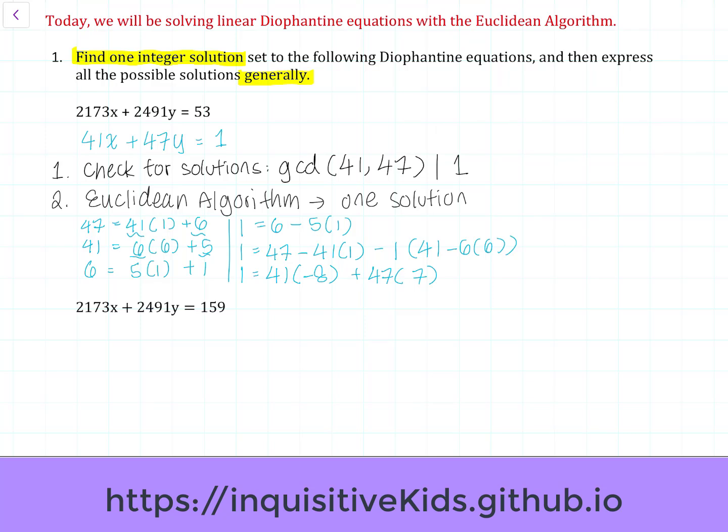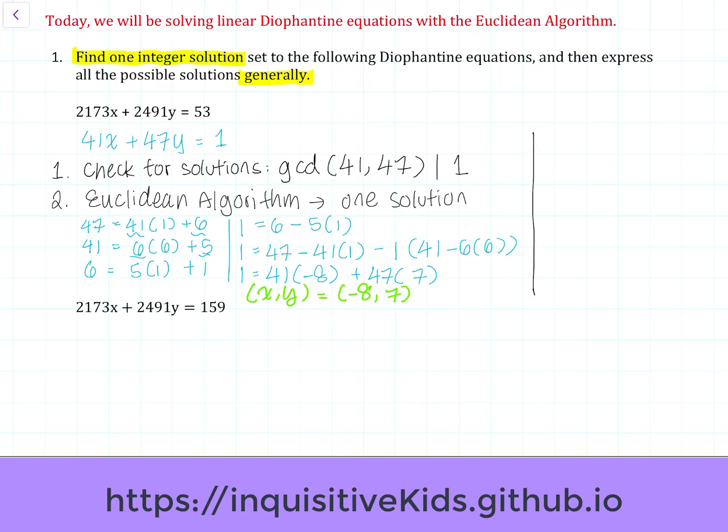Because now that we have expressed 1 in terms of 41 and 47, we see that this is the x value and this is the y value. Meaning that to the first part of the problem, our answer would be x, y: one of the solutions would be negative 8, 7. That is one of our solution sets. But because this is a Diophantine equation, there is an unlimited number of solution sets to the equation.